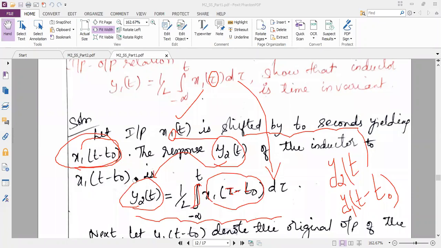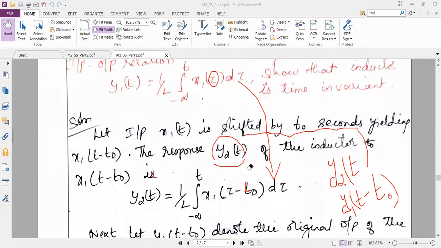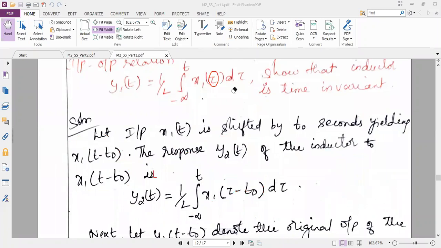So now what is my next work? My next work is, I need to get y1 of t minus t naught. If you want, you can mark this equation as equation 1. So I got one of my outputs. Next, I am trying to generate the other output, that is y1 of t minus t naught.